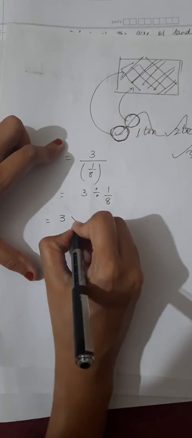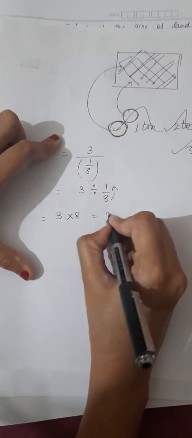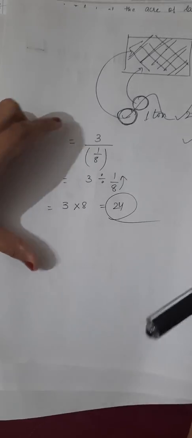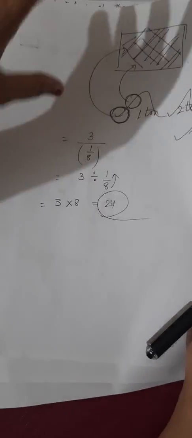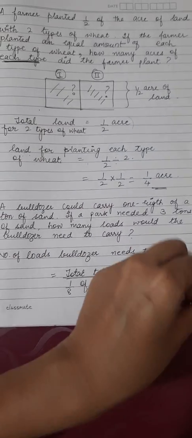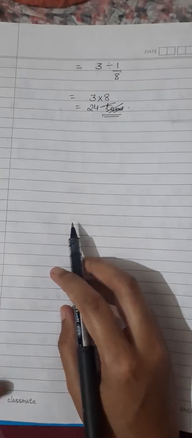Divide will change to multiply. This will be reciprocated. 24. This means 24 times the bulldozer is going to come, right? How many loads? So that means 24. This is the answer.